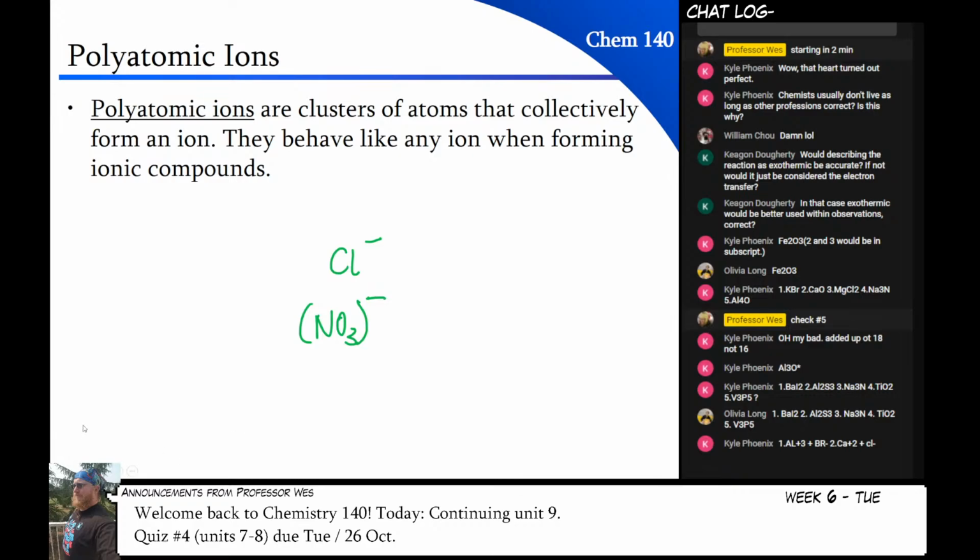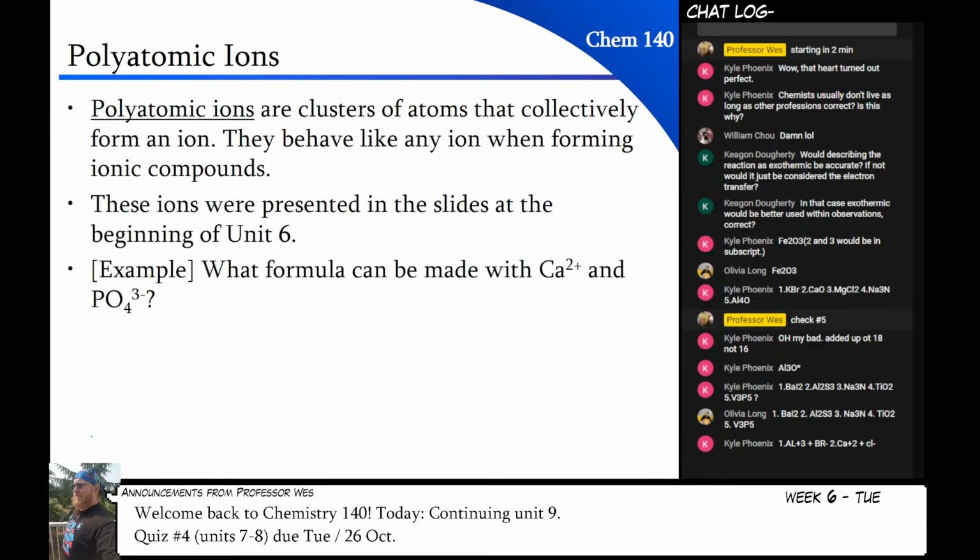Now, ionic compounds don't care about the identity of the atoms because all we've been doing really is just whatever the thing is in there, put enough of those negatives with enough positives to make the ionic compound. So if I had sodium plus, regardless of whatever was in here, this is the formula that I would make, right? So polyatomic ions act like any other ion. You're just going to have some cluster of atoms in parentheses with a given charge.